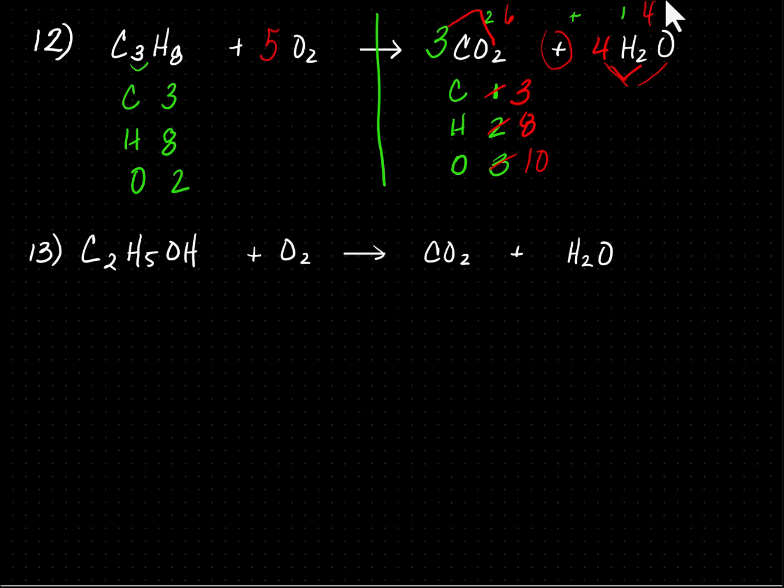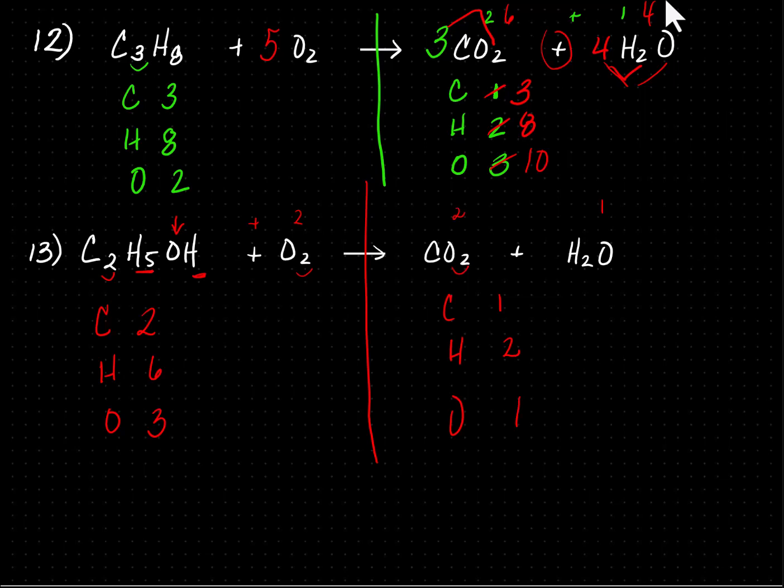For number 13, again, we're going to separate C, H's, and O's. There are 2 carbons. There are 6 hydrogens. There's 5 here and 1 here, so the total of 6. And then there are 3 oxygen. 1 here, separated by a plus, and 2 here. So that's a total of 3. So on the opposite side, I have 1 carbon, 2 hydrogen. There's 2 oxygen from CO2, 1 from the water.